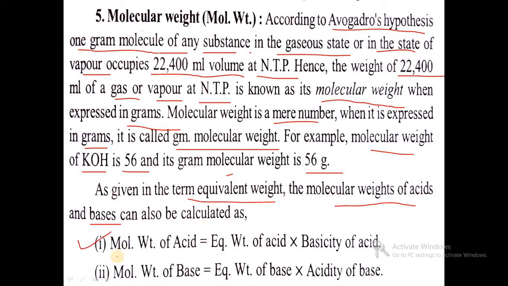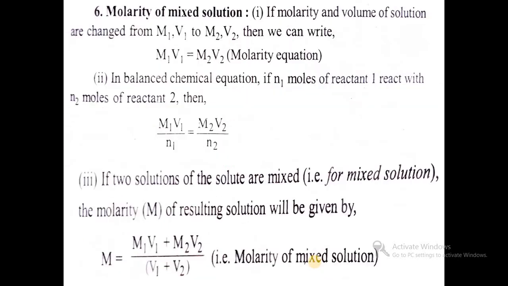So first one: molecular weight of acid is equal to equivalent weight of acid into basicity of acid, and molecular weight of base is equal to equivalent weight of base into acidity of base. So these are the formulas to determine molecular weight of acid and base. Then next we will see molarity of mixed solution.